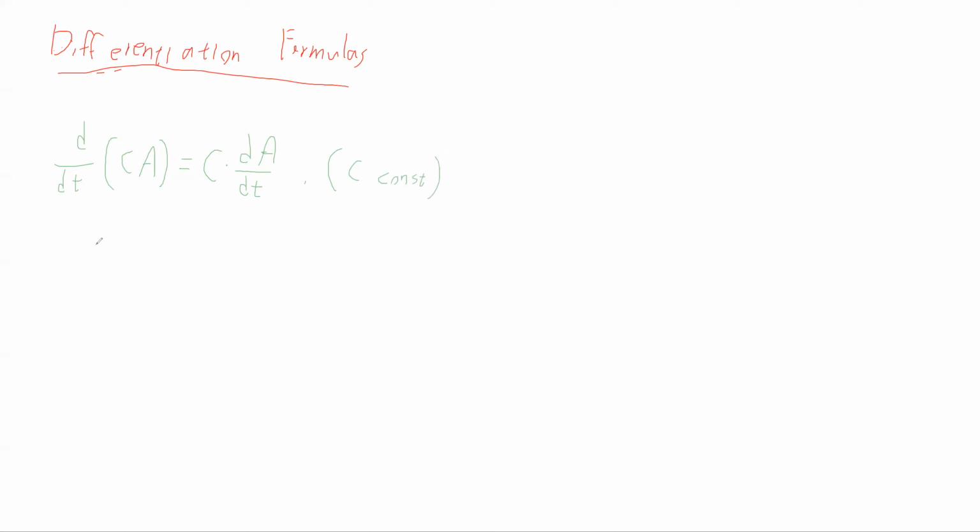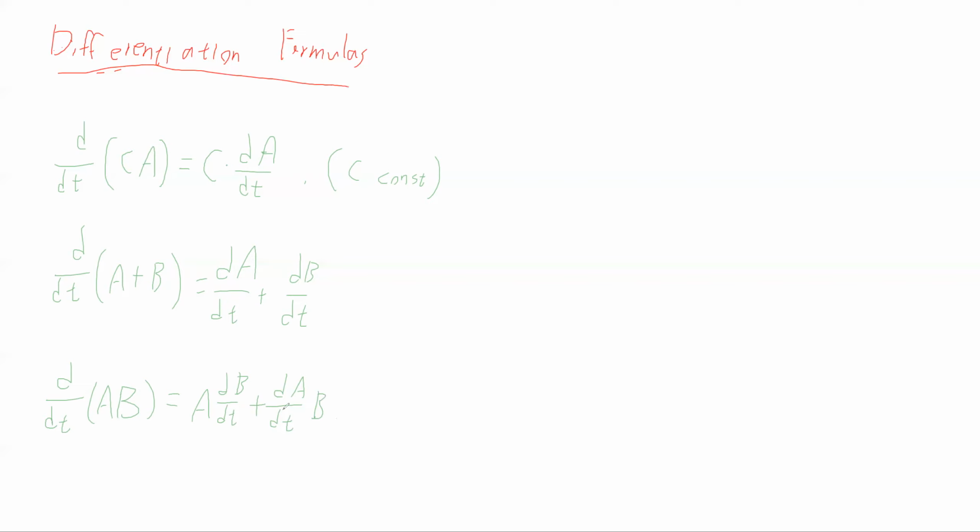All right, and then the next one we have is the addition rule. So take the derivative of the sum of two matrices. That's the same thing as taking the sum of the derivatives. And last but not least, we have the product rule. The derivative of the product is A dB/dt plus dA/dt times B.